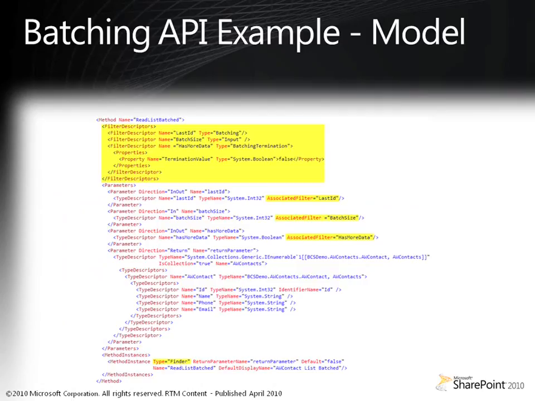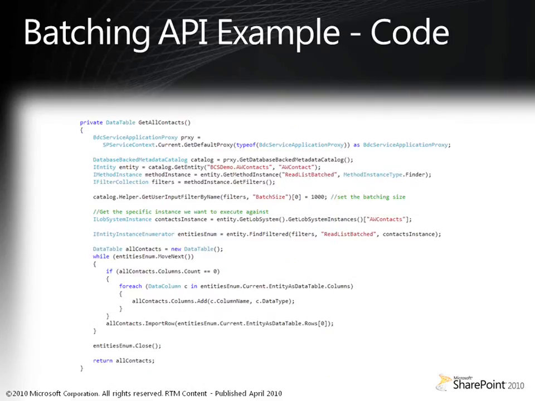So let's look at a batching example. In this model, I've again highlighted the important pieces. A filter descriptor is used to pass the last ID, which acts as a high water mark to denote the last item we have received so far and where to start processing. The batch size is the number of items we want returned within the batch, and a has more data descriptor is used to determine when we have reached the end of the enumeration. We then create parameters on our method, which we'll use to implement the filter, and note the association filter. In our method instance, we mark the type as a finder.